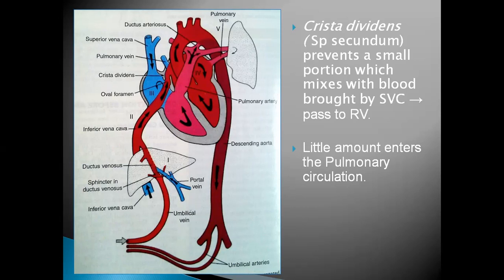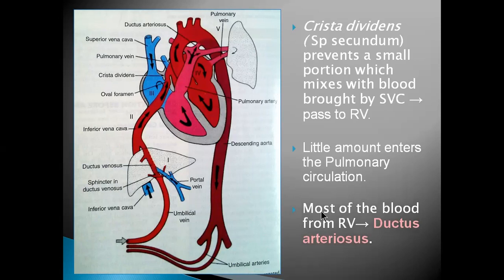During the fetal life, resistance in the pulmonary vessels is very high. What happens? Most of this blood passes directly through the ductus arteriosus. You can see the arrow. So mostly it will go through the ductus arteriosus. Understood? I have colored it pink, matching the diagram.